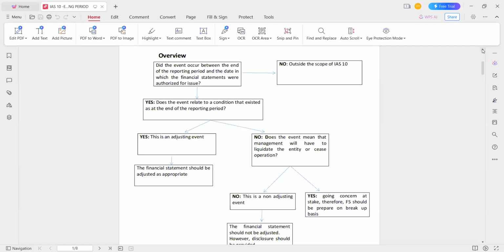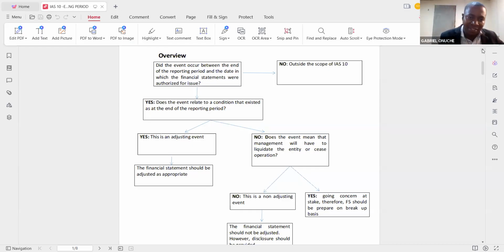then that triggers another question. What is the question? Does the event relate to a condition that existed as at the end of the reporting period? What that means is, does the event provide any evidence as at the end of the reporting period, or the financial year end? If the answer is yes, then the standard says this is an adjusting event.